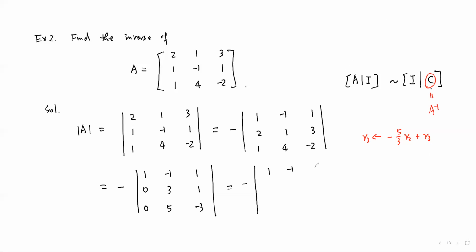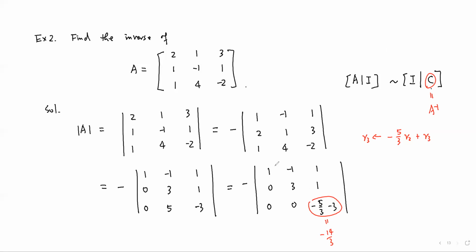1, negative 1, 1, 0, 3, 1. Okay, now negative 5 over 3 times number 3, added to 5, gives 0. Negative 5 over 3 times 1, added to negative 3. What is this number? This number is negative 14/3.